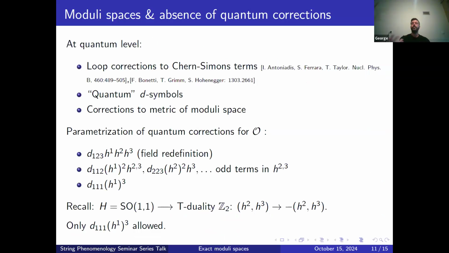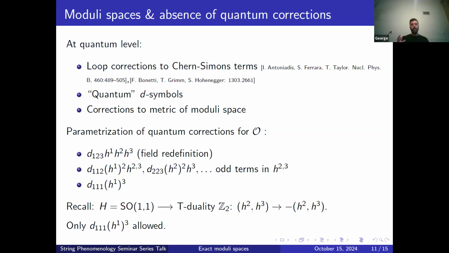But when we go to the quantum level, there might be some loop corrections to these Chern-Simons terms. If there are corrections to these terms, this means that these symbols will change in the quantum theory. But then if these symbols change, this also means that the metric will change at the quantum level. And this is a quantum correction to the metric.